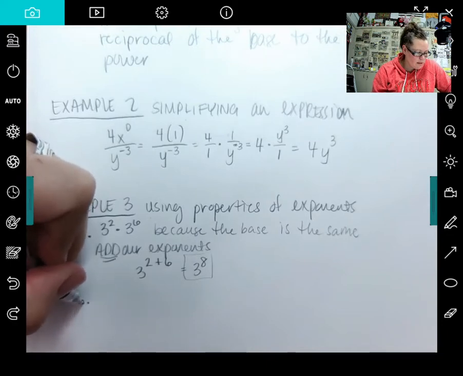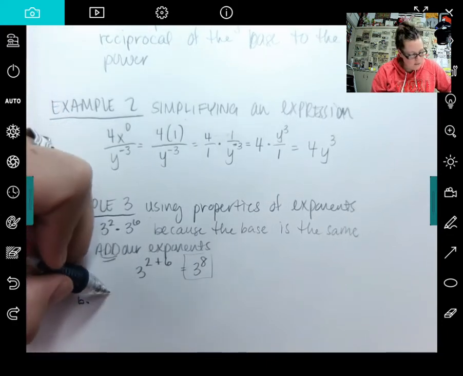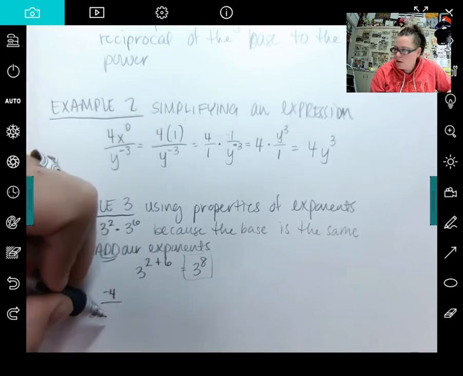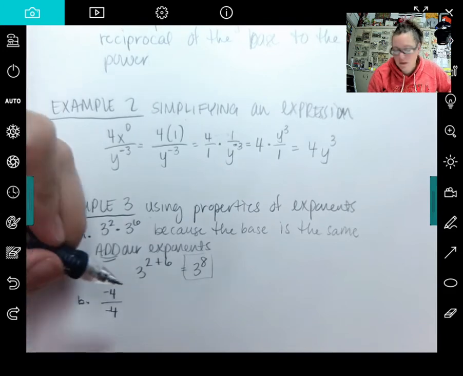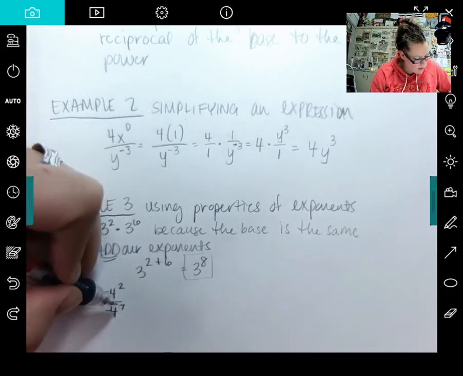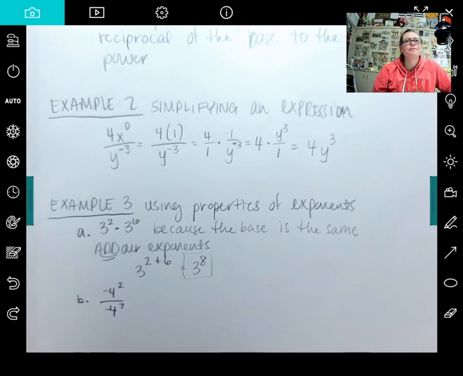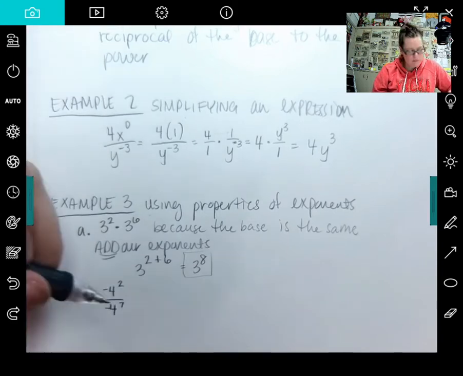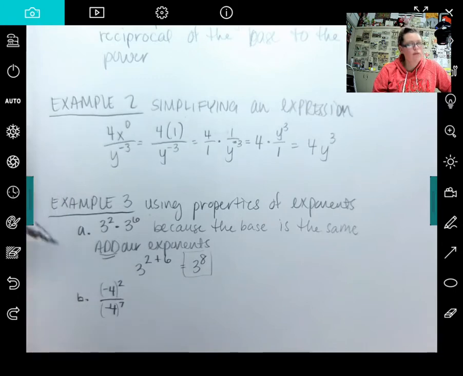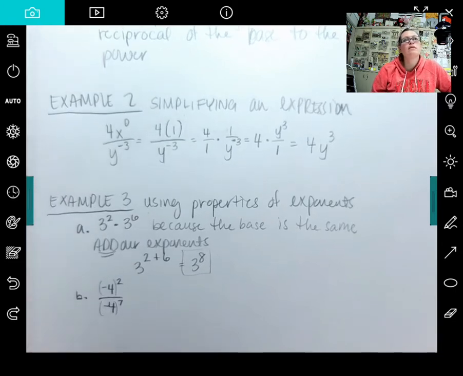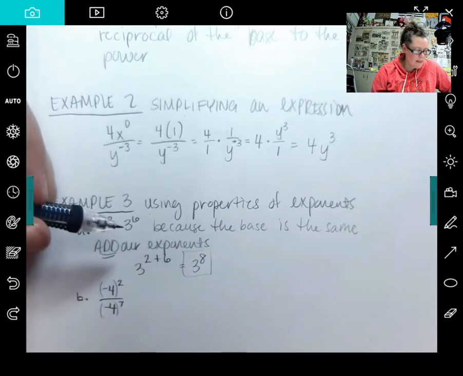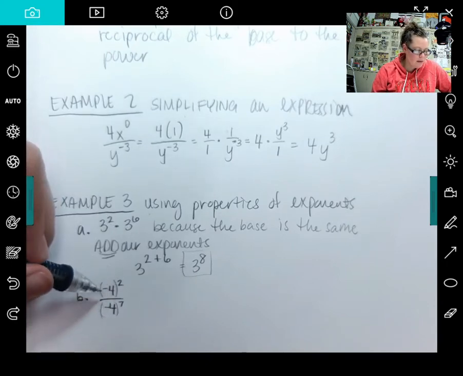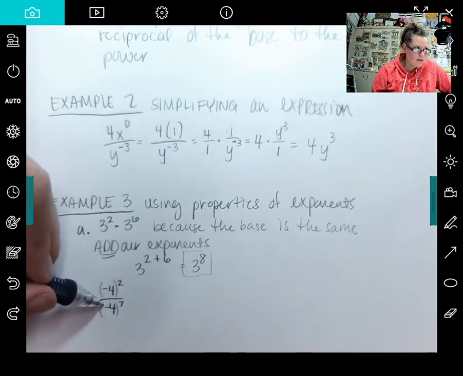For part B, we have -4 over -4, and the -4 on the top is to the 2nd power, while the -4 on the bottom is to the 7th power. The negative is attached before we square and 7th it, so we have parentheses there. Now we use the quotient property for exponents.